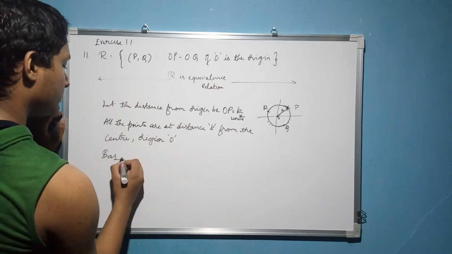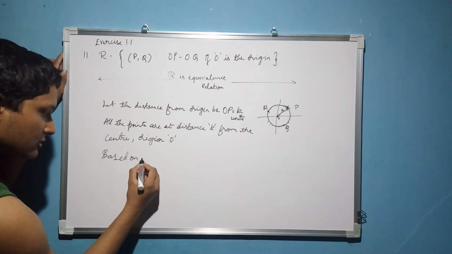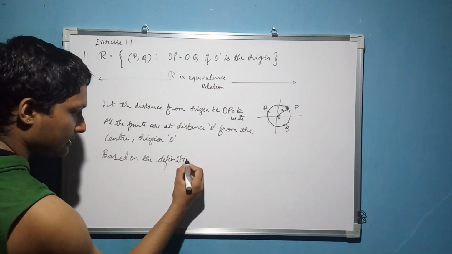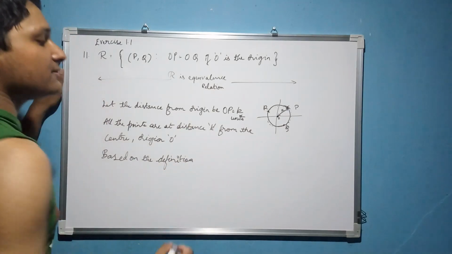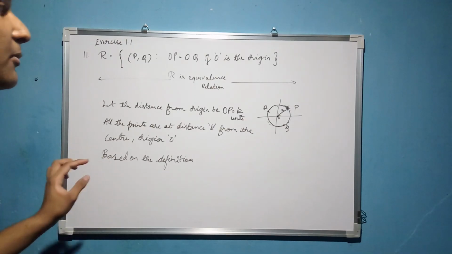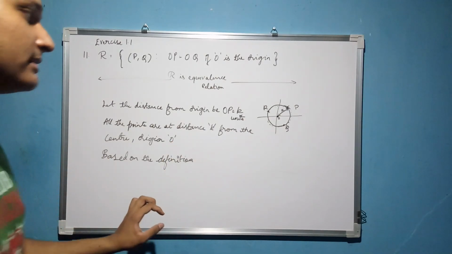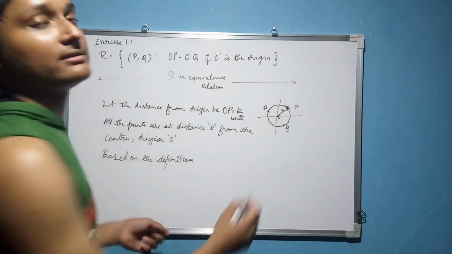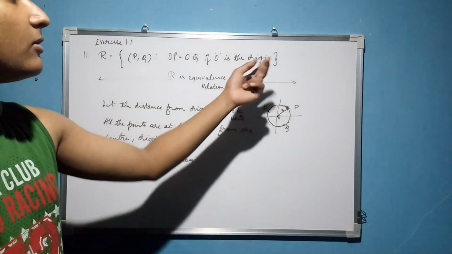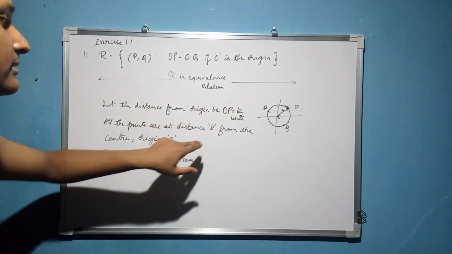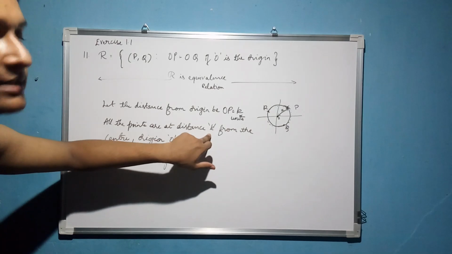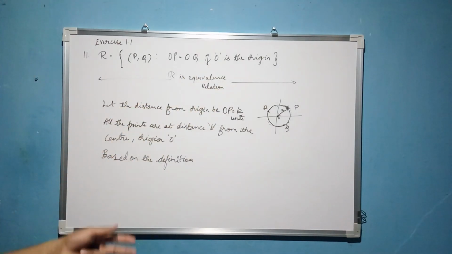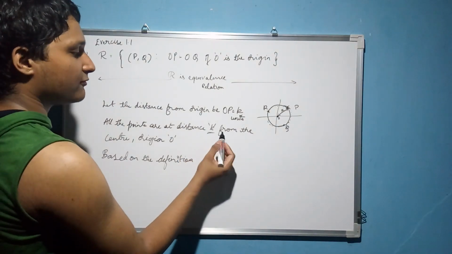Based on the definition of a circle. What is the definition of a circle? It is the set of all the points on a plane that is equidistant from a given point. Here the given point is the origin. That's why it becomes the center. And all the set of all the points that are equidistant, say the distance is k here. So all the points that are present on that plane with the distance k form the circle.